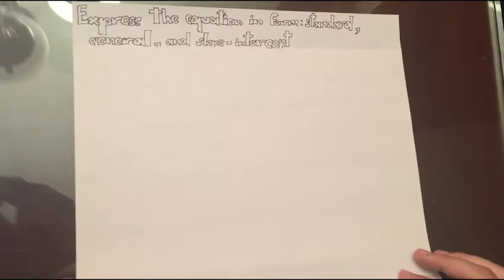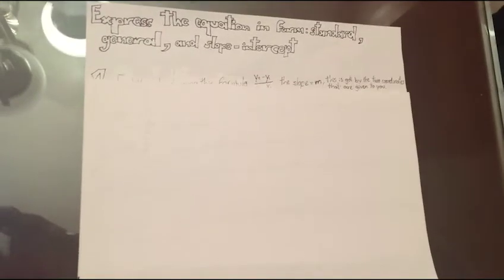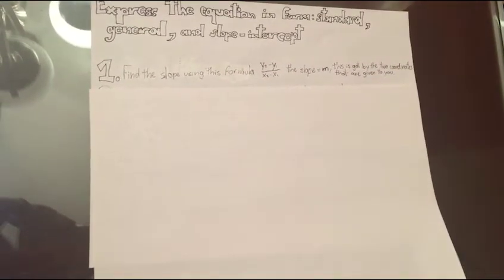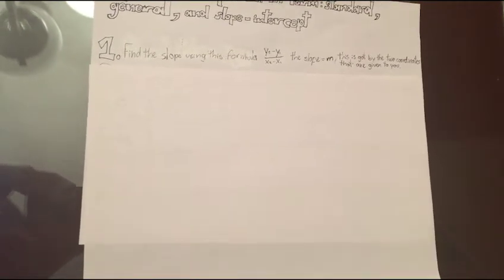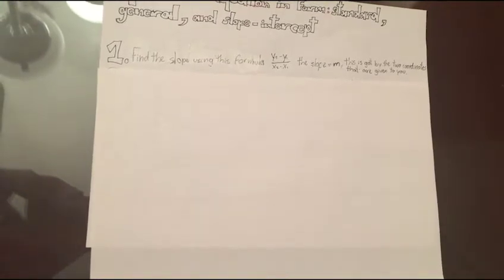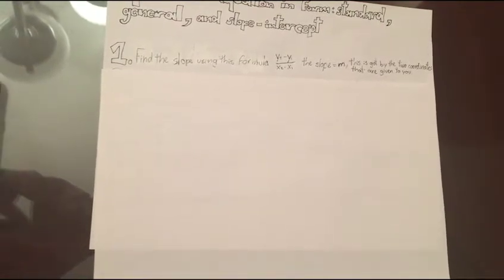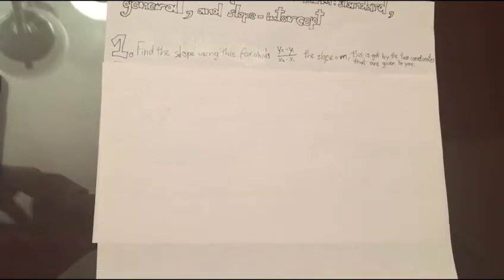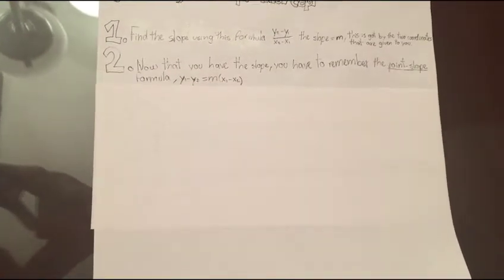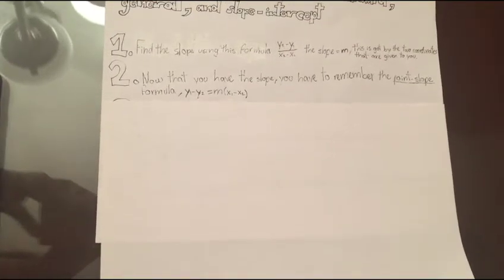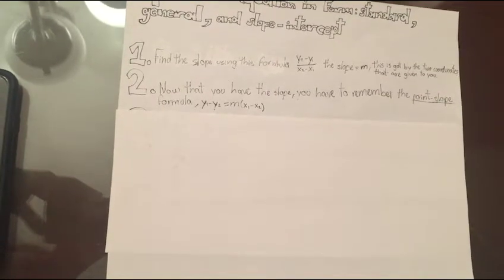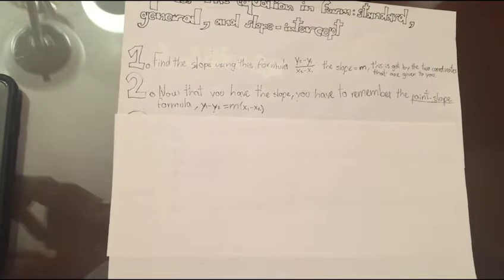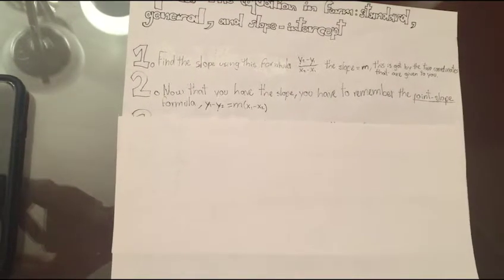Express the equation in standard, general, and slope-intercept form. First step, find the slope using this formula, y2 minus y1 divided by x2 minus x1. The slope equals m. This is got by the two coordinates that are given to you. Step 2. Now that you have the slope, you have to remember the point-slope formula. y1 minus y2 equals m in parentheses x1 minus x2.